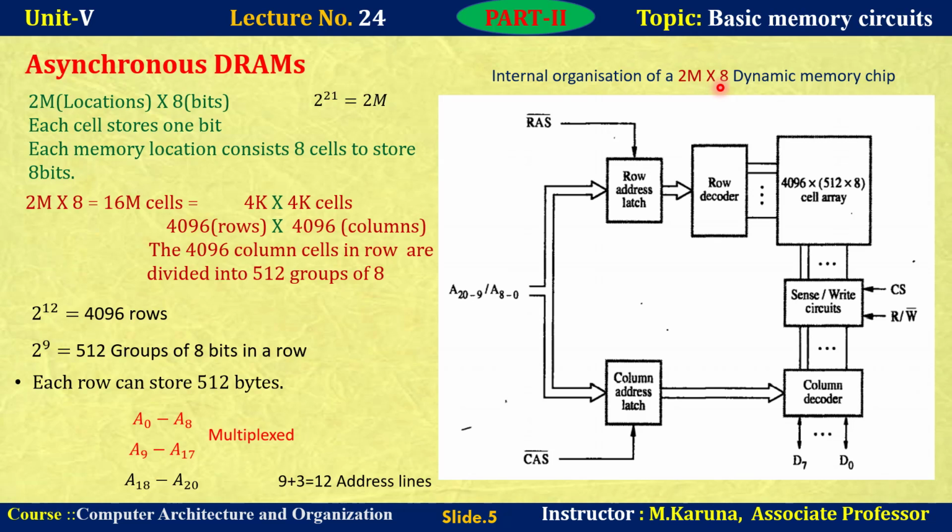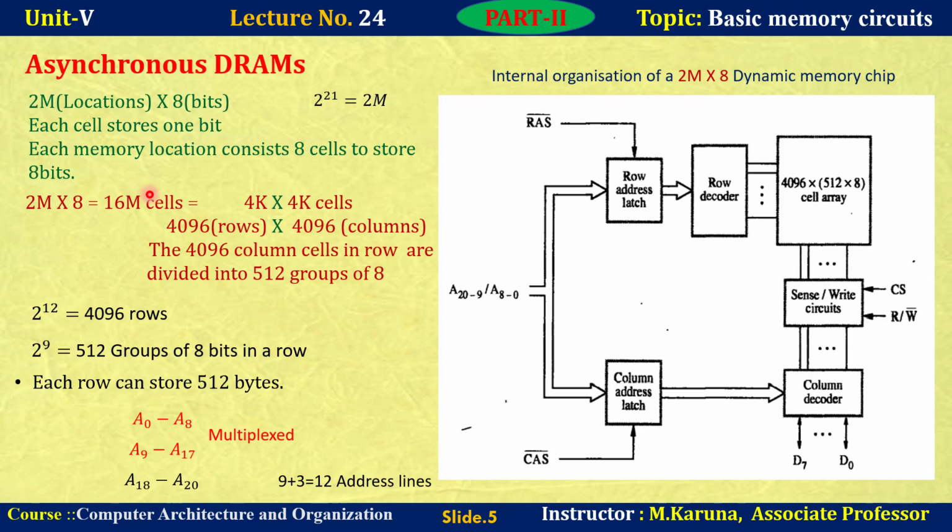2 into 8 is 16. 16 mega cells are required for this organization. So here 2M locations, 8 bits, nothing but 16 mega cells are required. Each cell stores 1 bit. Each memory location consists of 8 cells to store 8 bits. See, 2M into 8 can be written as 16M cells.